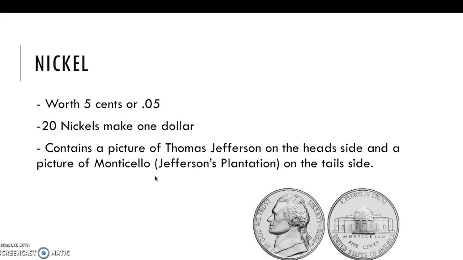And then we have the nickel. The nickel is worth 5 cents or 0.05 if we want to translate that into a decimal. So you're going to have 20 nickels in order to have $1.